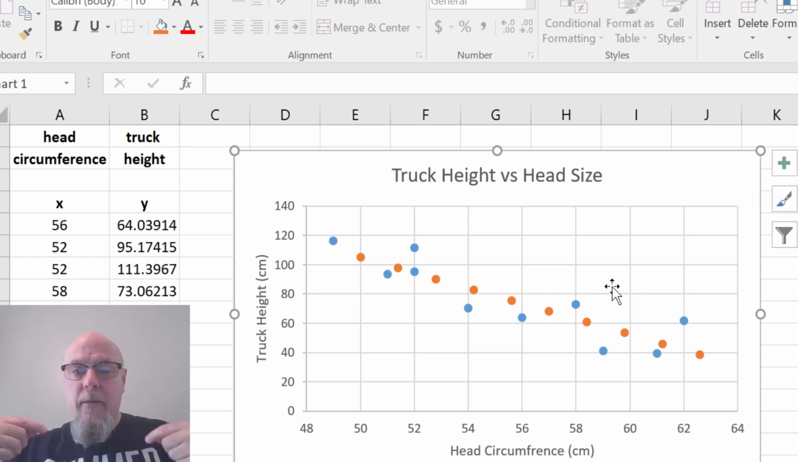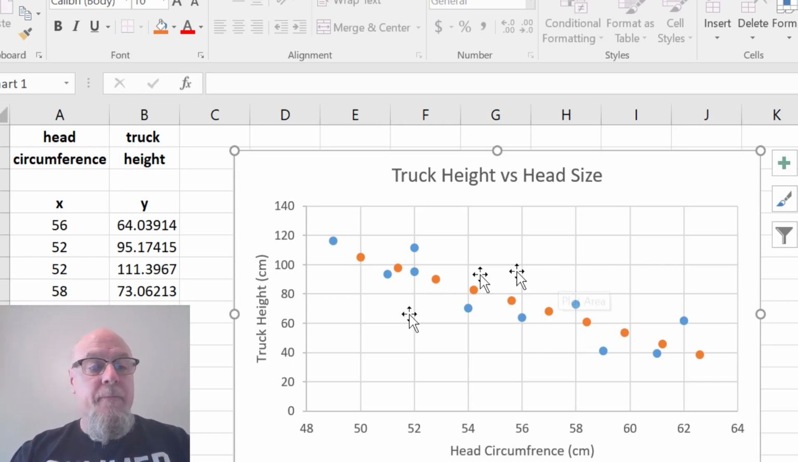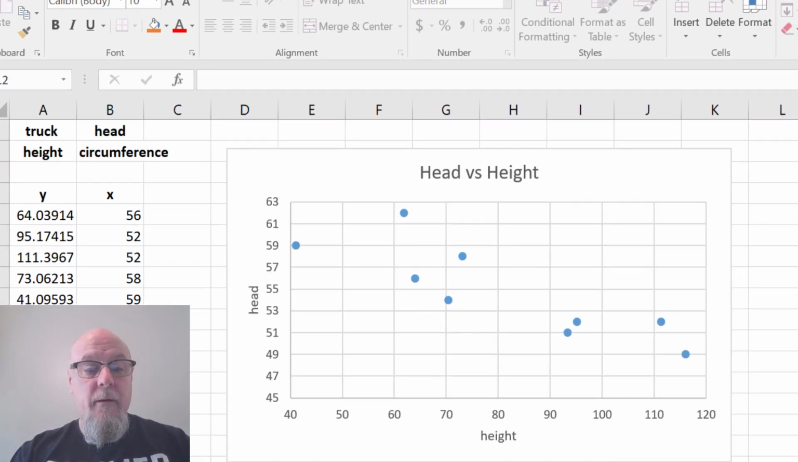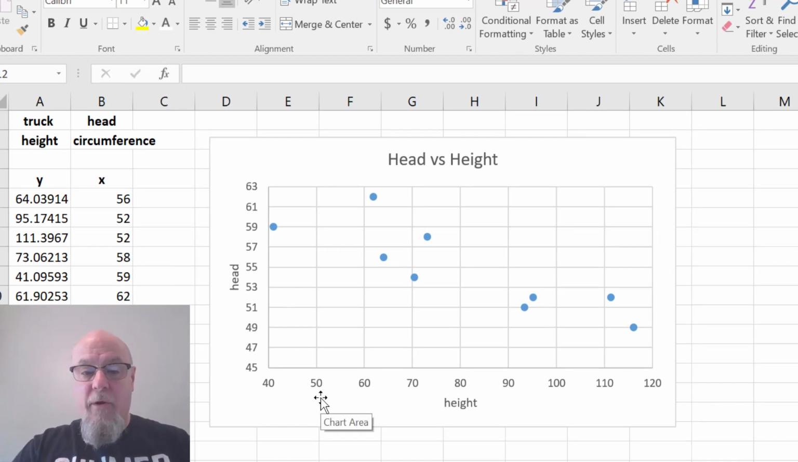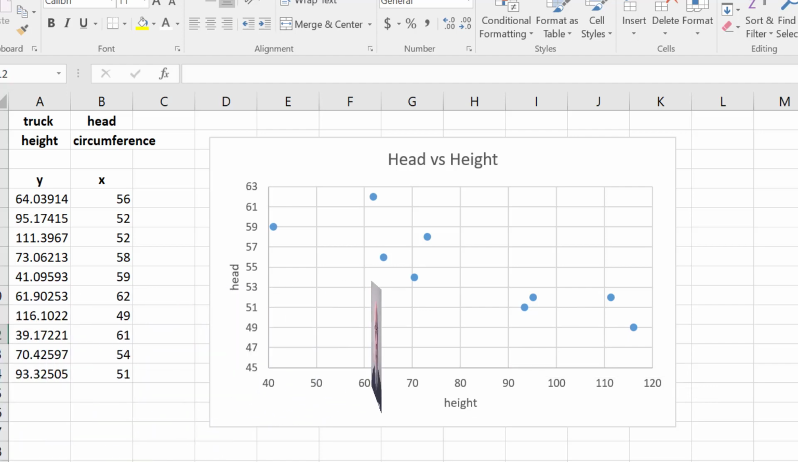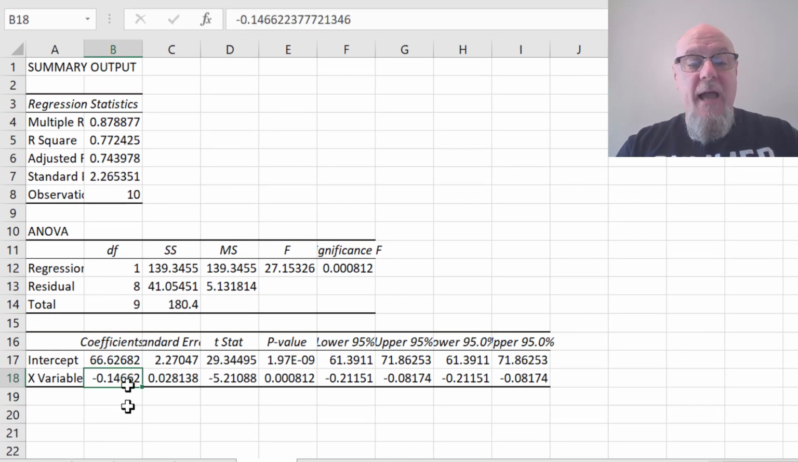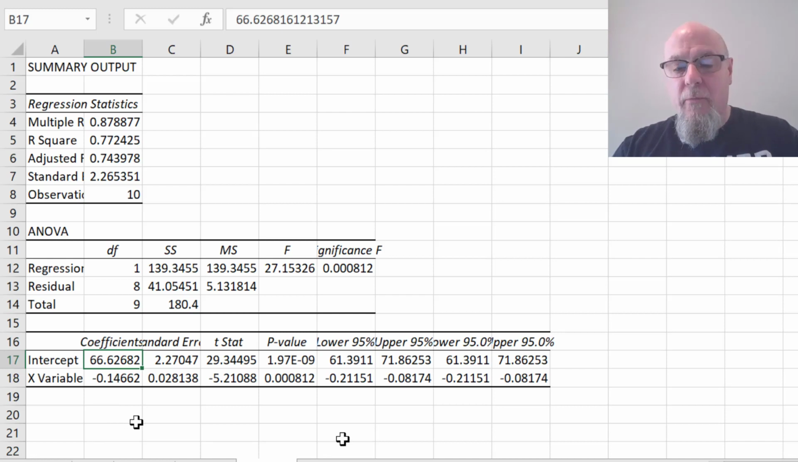The proper way to work with Kevin's 40 centimeter truck height is to switch the X's and Y's. So make the independent variable truck height, that we're going to plug the 40 in, and make the dependent variable head size. So switch the X's and the Y's. I still get a negative line, and redo the regression. So when I redo the linear regression, I get a negative slope of minus 1.4, and a y-intercept of 66, and then use that to make a new linear regression line.